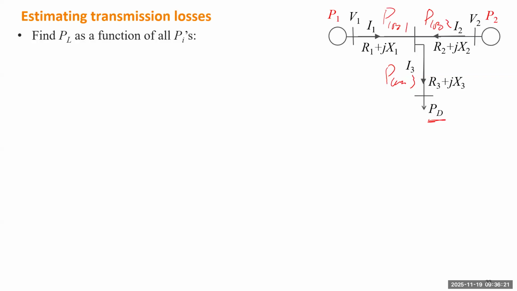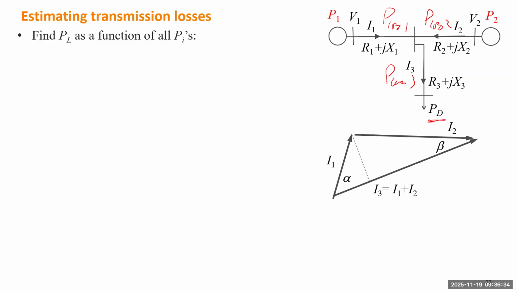And each transmission loss is a function of the current. So if we know the resistance, it will be a quadratic function of the current magnitude. The tricky part will be calculating the total current going to the load using Kirchhoff's current law. So that current I3 will be current 1 plus current 2.